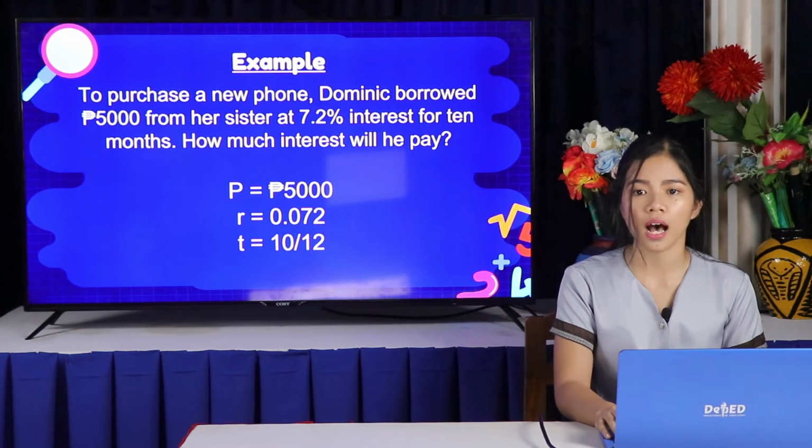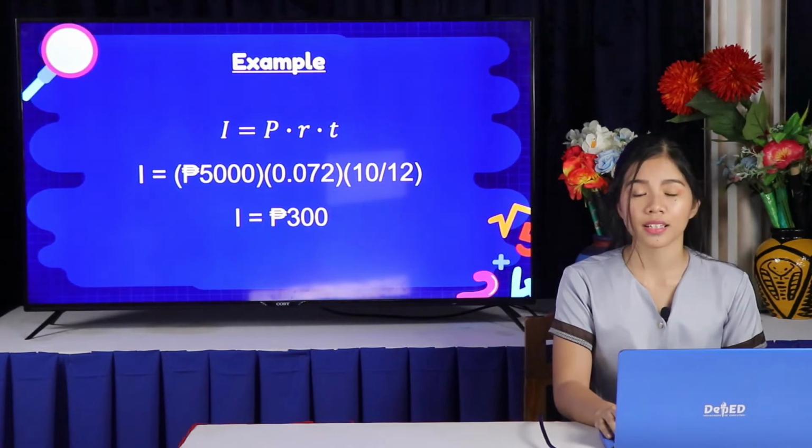Remember the formula I is equal to P times R times T. What we're looking for is the interest. The principal is 5,000 pesos. The interest rate is 0.072 and the time is 10 over 12 or 5/6 since there are 12 months in a year. The interest will be 300. Therefore, Dominic will pay 300 pesos as interest for borrowing his sister's money on top of the money he borrowed.